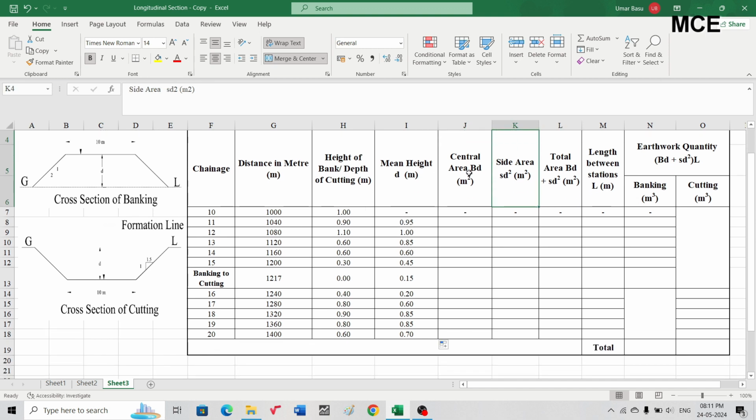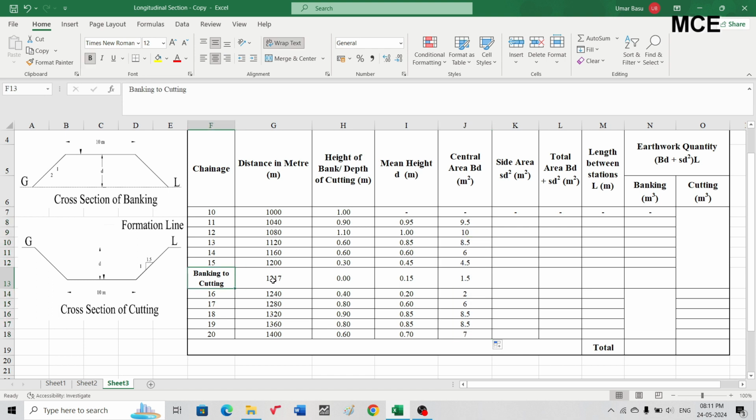So central area is simply formation width multiplied by the mean height. Formation width is 10, so the central area from chainage 10 to chainage 11 will be 10 multiplied by the mean height. So multiply 10 with the mean height at chainage 11, which is 0.95, and press enter, so you will get the central area, which is 9.5. Then select this 9.5 and drag it till the last row, and Excel will automatically calculate the central area for the rest of the chainages.